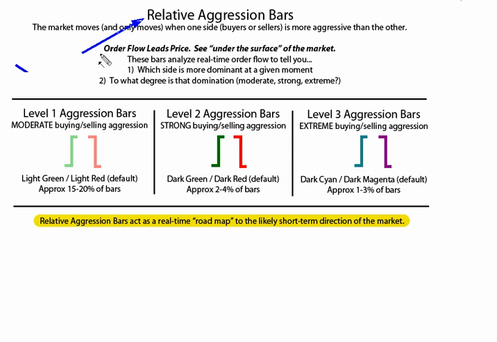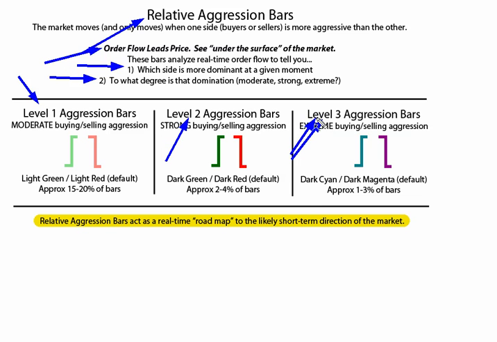The software is looking under the surface of the market at order flow, because order flow is what leads price. We're trying to figure out, number one, which side is more dominant at a given moment, and then to what degree that side is more dominant or aggressive. We've got level 1 bars, and especially we want to focus on level 2 and level 3 bars and ask ourselves: do we have follow through or do we have rejection?